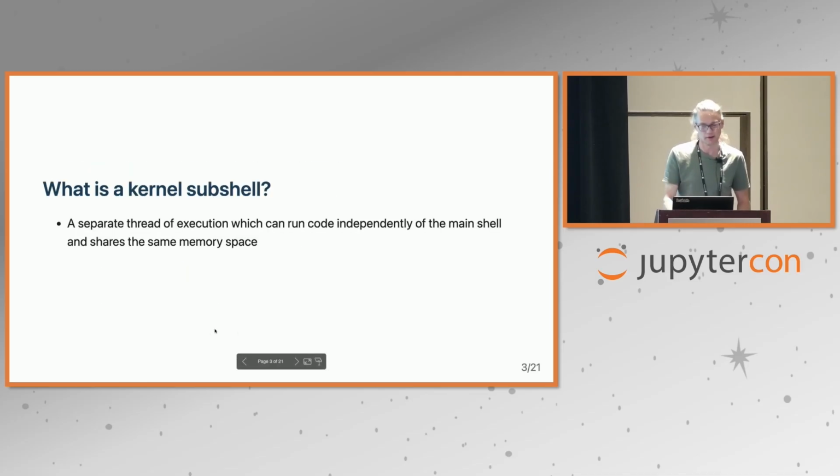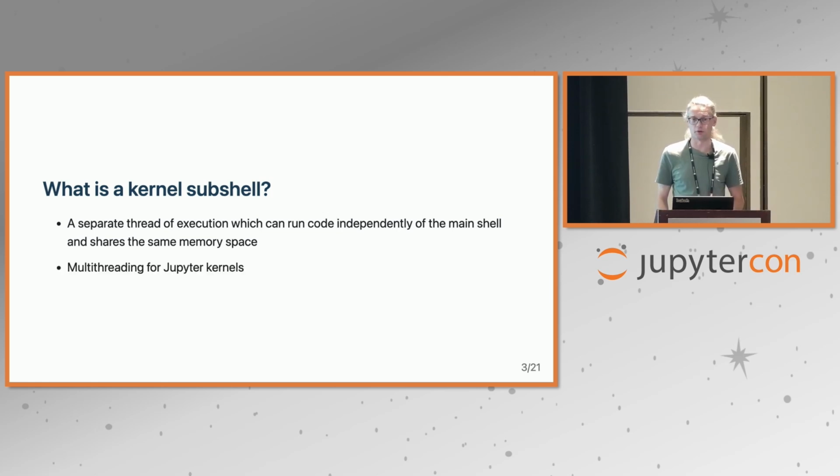What are they? A separate thread of execution which can run code independently of the main shell and shares the same memory space. In other words, it's just another thread. But it brings multi-threading to Jupyter Kernels. Of course, historically, you can always, in any code cell, create as many new threads as you wish and do whatever you want with them. So these threads are special in the sense that they understand they're running in a Jupyter kernel. You can send code to be executed on a particular subshell.